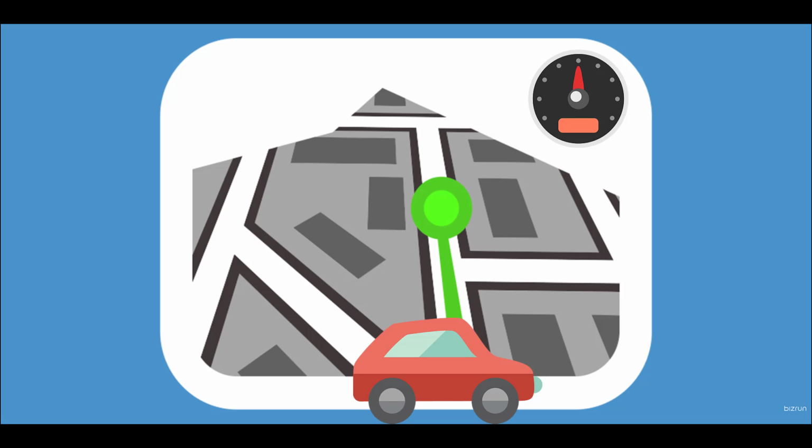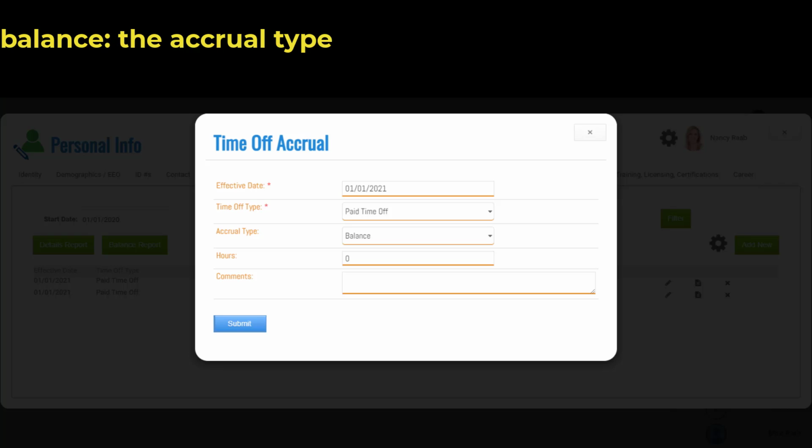The balance accrual type entry is the starting point on a day, which is the effective date, that the time off hours are either going to be added to, or in some cases subtracted from. By adding a time off accrual entry in BizRun with the balance accrual type of 0, it would essentially reset the trip odometer, or in this case, the person's start of day balance. By adding a time off accrual entry in BizRun with the balance accrual type of, let's say, 60, it would start the person's start of day balance at 60 hours, just like the trip odometer in our analogy starting at 2,254.